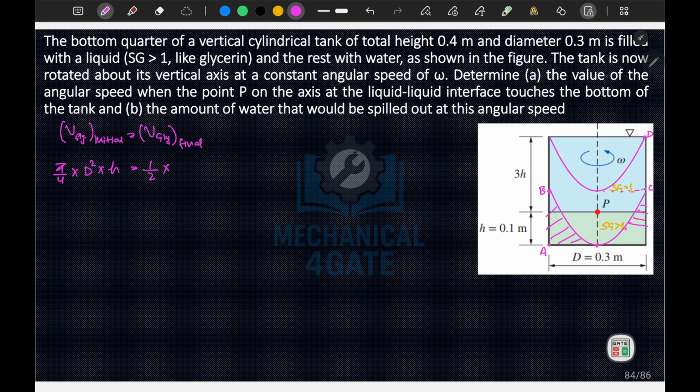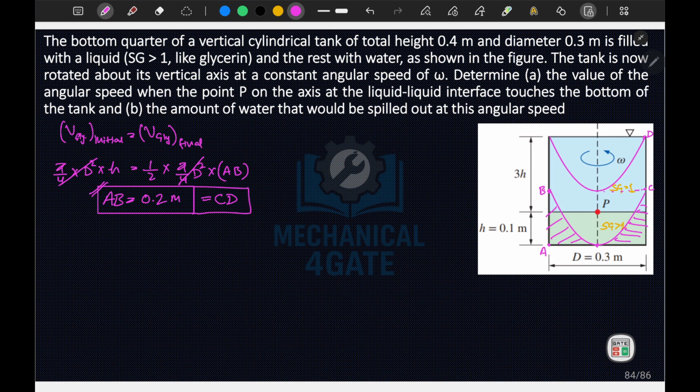Now this is half of the volume of the cylinder, equal to pi by 4 d square times AB. So if we solve this, we will obtain AB is equal to 2h, and h is equal to 0.1 meter, so AB is equal to 0.2 meter. Since both of these isobars are parallel to each other, this AB will be equal to CD also.